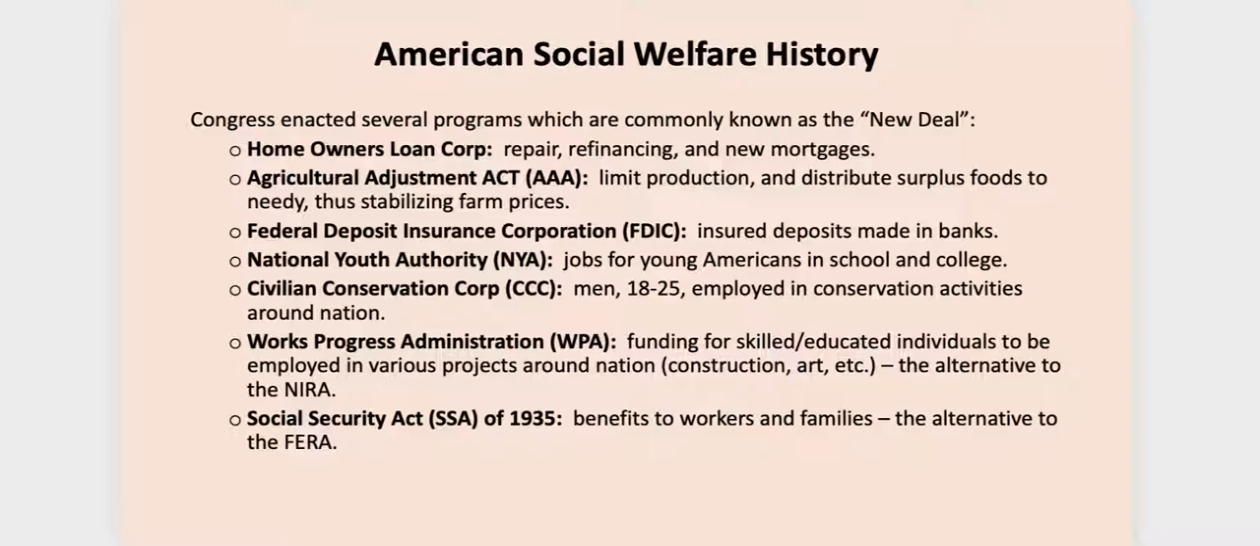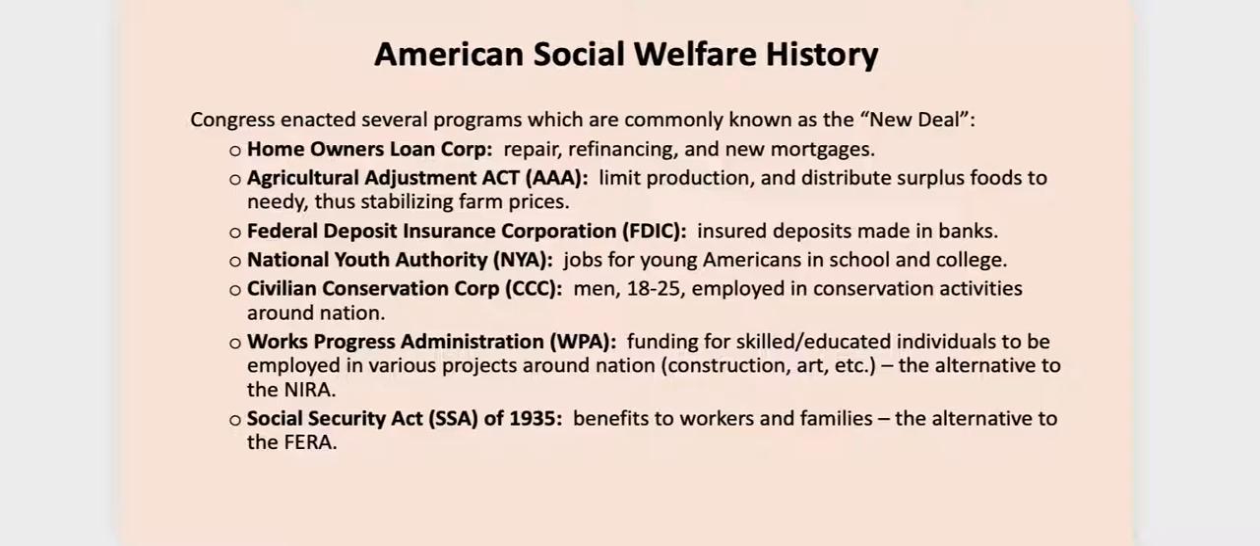Phyllis Day refers to it as the second New Deal, but the programs that we know of as the New Deal involved a whole hodgepodge of different kinds of programs. A lot of people call them the alphabet soup. The Homeowners Loan Corporation was involved in the refinancing of homes, or to assist individuals in getting new mortgages. The AAA, the Agriculture Adjustment Act, was to provide funds to farmers so that they could limit their production and thus prop up farm prices, but also to distribute surplus foods to the needy so that farm prices could be stabilized.